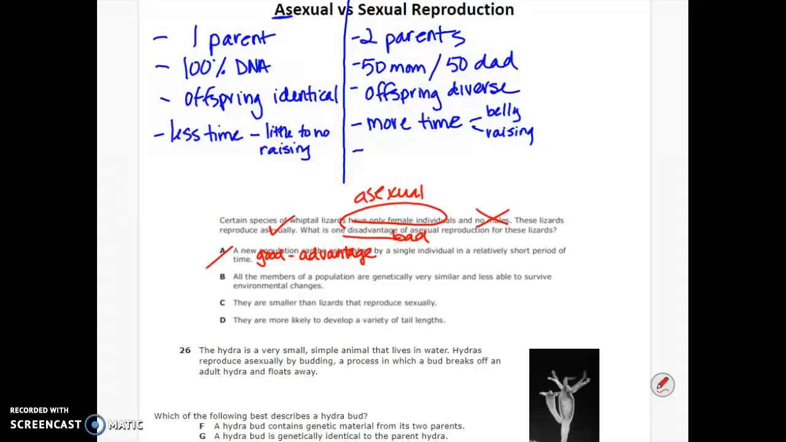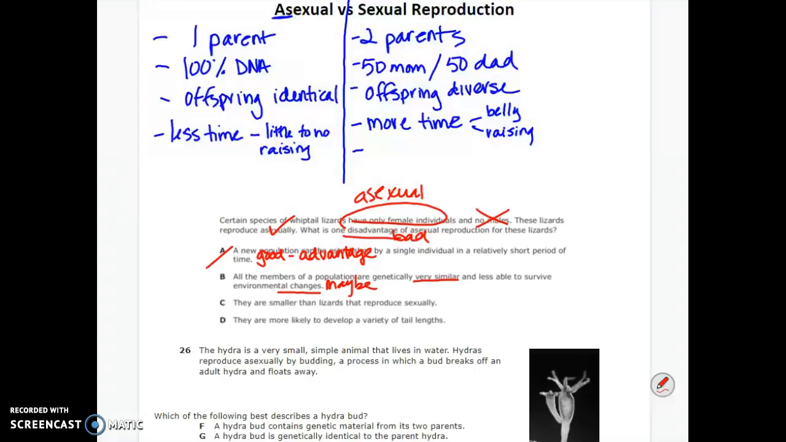All of the members of a population are genetically very similar. That's true. And less able to survive environmental changes. Typically, guys, environmental changes are things that hurt us, things that are bad. So if we're all the same, for instance, just kind of what I said before, if we get the flu, or if they get the flu and one of them is going to die, then it's going to kill them all. So this I like as a possible answer.